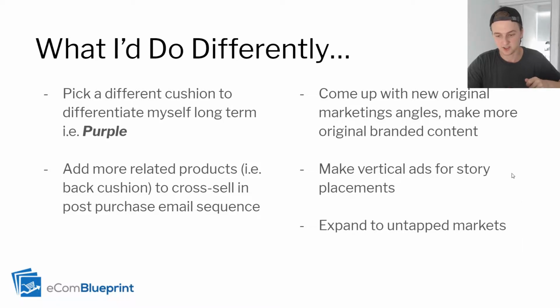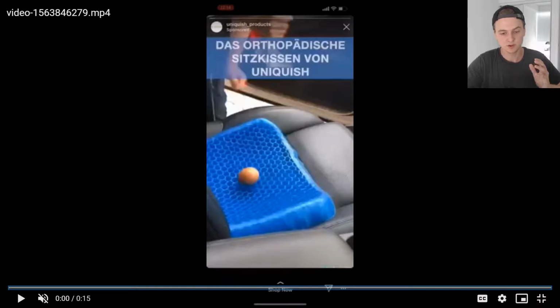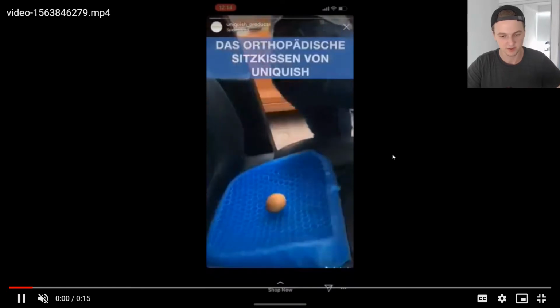And so I want to show you an example of someone who actually did both of these things. Here's an example of someone who targeted untapped markets and also made vertical video content for story placements. This is a friend who sent me this. He got targeted by this ad, and he sent it to me because he knew that I was selling this product. And you can see that this is just a very simple story ad for this product.